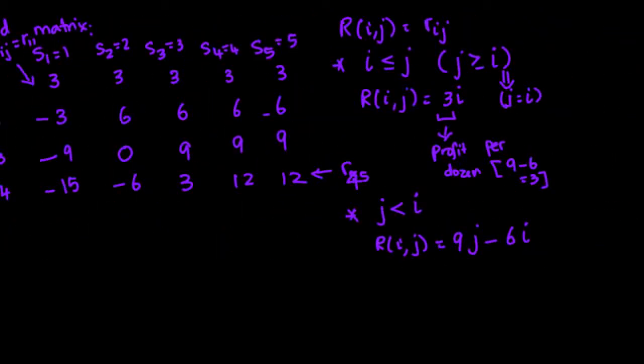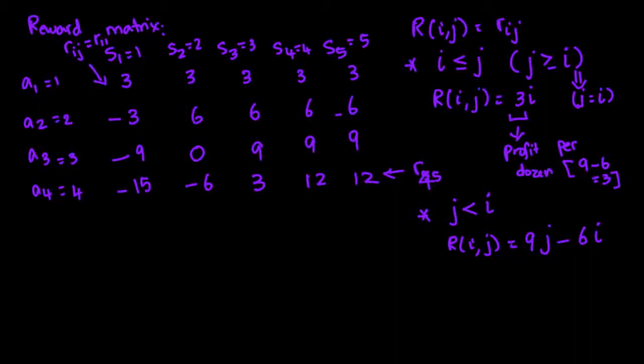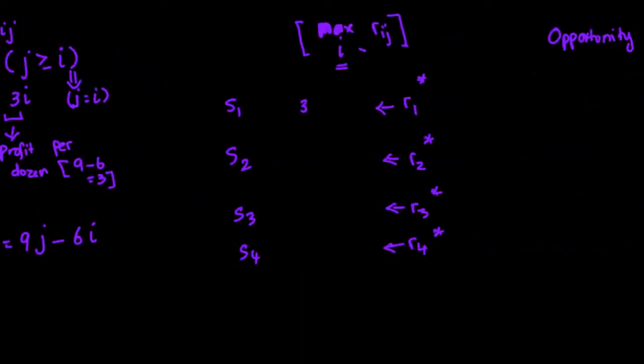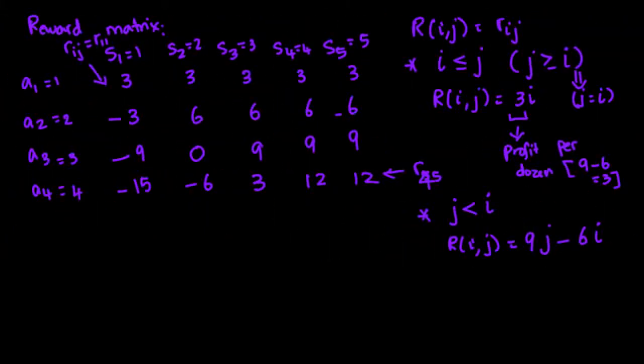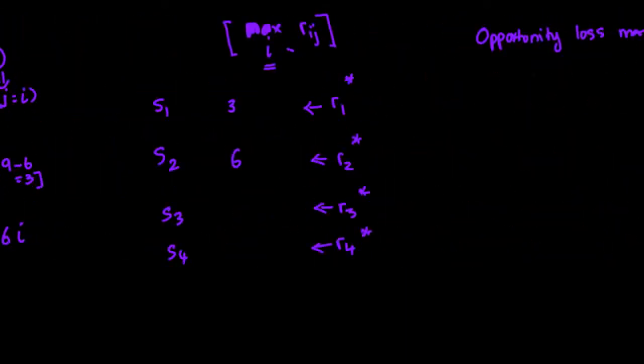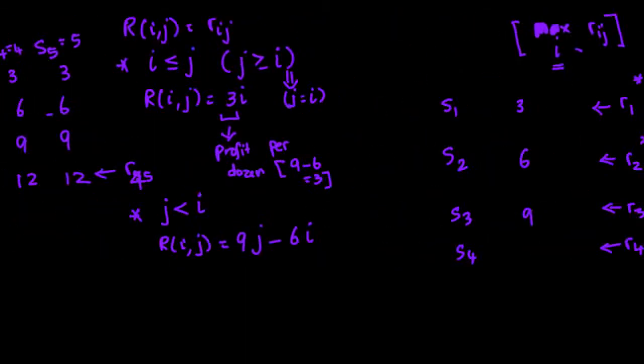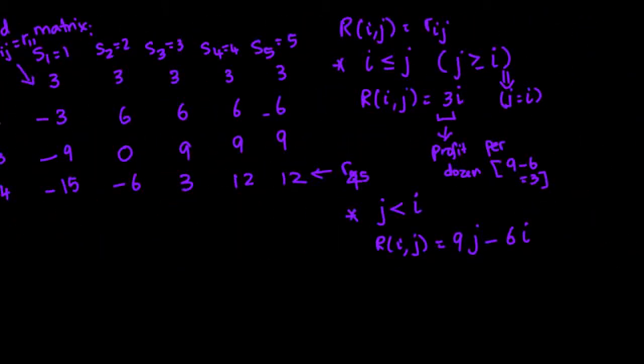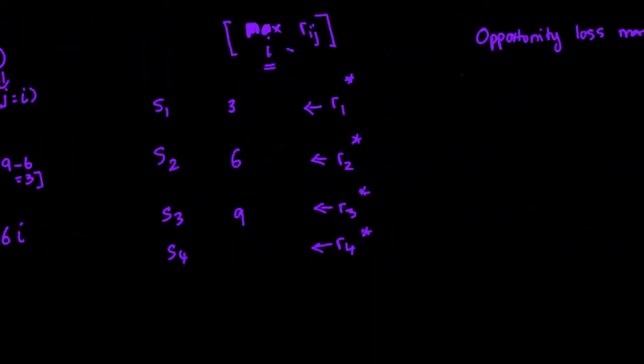So for the second state, which is the second column, I would like to find the maximum reward that I could have obtained irrespective of the actions. So the maximum reward that I could get from state 2 is 6. Likewise, the maximum reward that I can get from state 3 is 9. The maximum reward that I could get from state 4 is also 9. And the maximum reward that I could get from state 5 is 12.